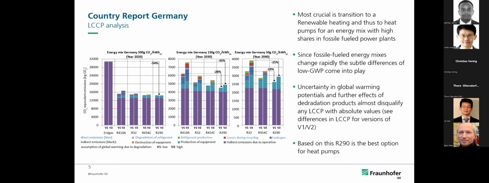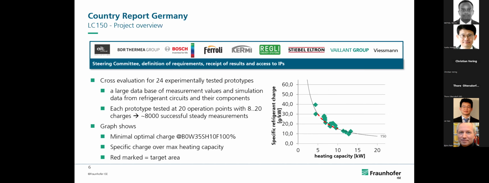Based on this, you can see that R290 is the best option for heat pumps overall. And of course, I would say most of you are not surprised by these results. I also want to present some final findings on the RC150 project.